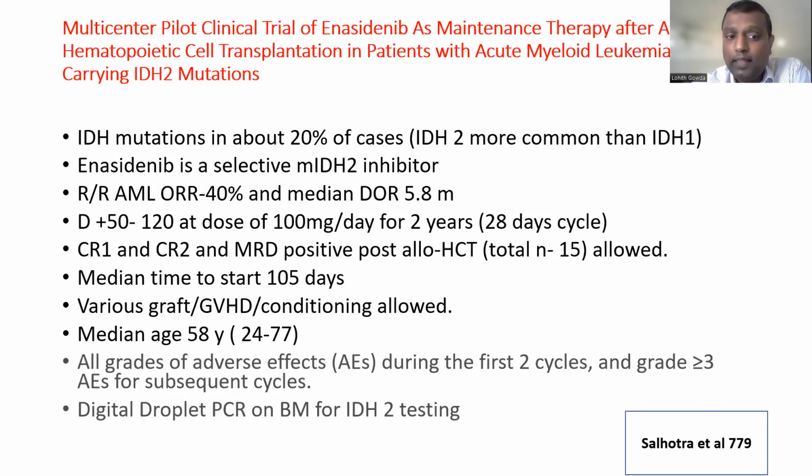In this study, the median time to start the drug was 105 days. They allowed various graft types, various GVHD prophylaxis, and various transplant preparative conditionings. The median age of the population was about 58 years. All grade adverse events during the study were reported for the first 2 cycles, whereas grade 3 or higher were reported for subsequent cycles. In the first 2 cycles, usually all of them were included. The methodology used to monitor for IDH2 was digital droplet PCR.